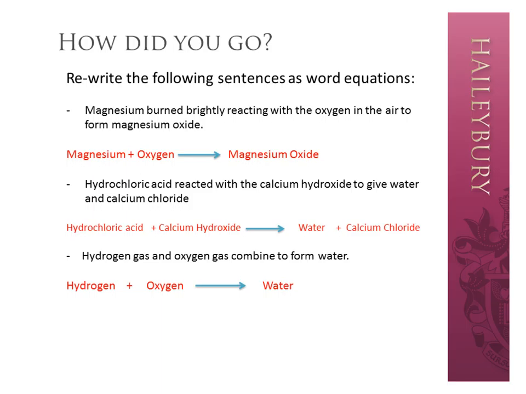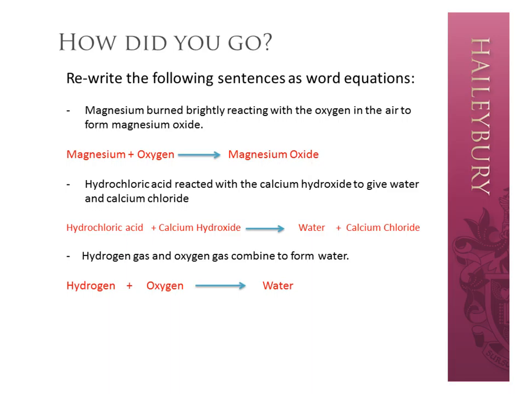How'd you go? Let's have a look at them together. So the first one was magnesium burned brightly, reacting with the oxygen in the air to form magnesium oxide. Magnesium plus oxygen reacts to give magnesium oxide.